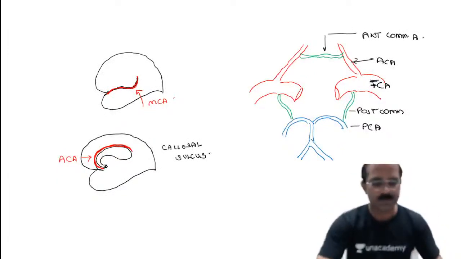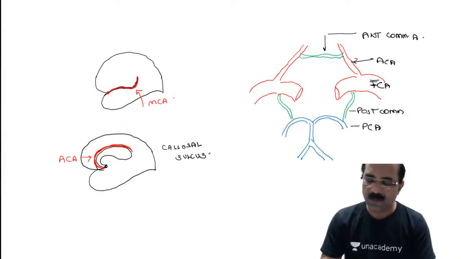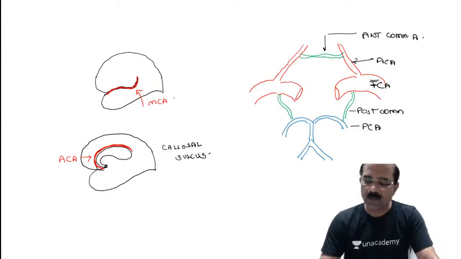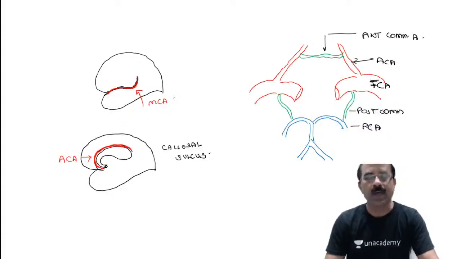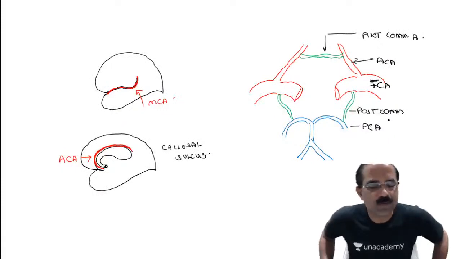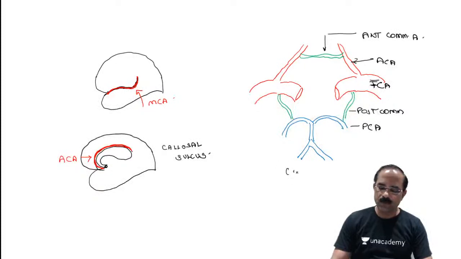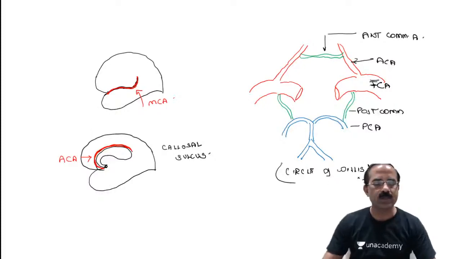I'm so sorry. Okay, so what is this artery? This is the anterior communicating artery. This is the anterior cerebral artery, internal carotid artery, posterior communicating artery, and that's the posterior cerebral artery. So what is this that I've drawn for you? This is the circle of Willis.